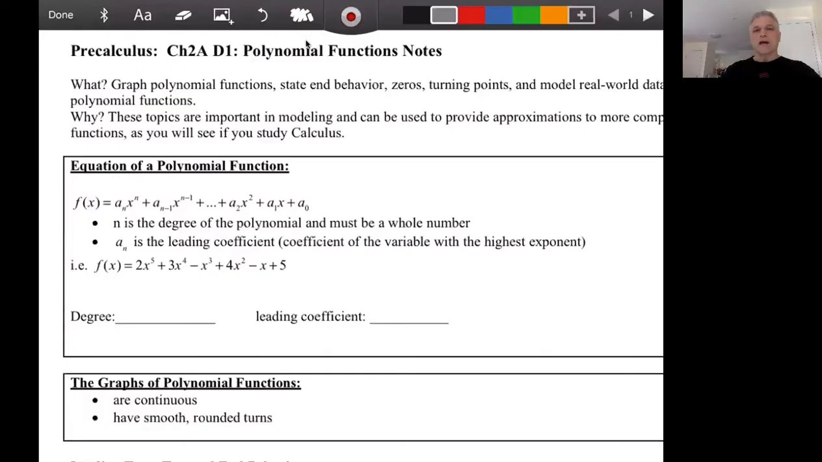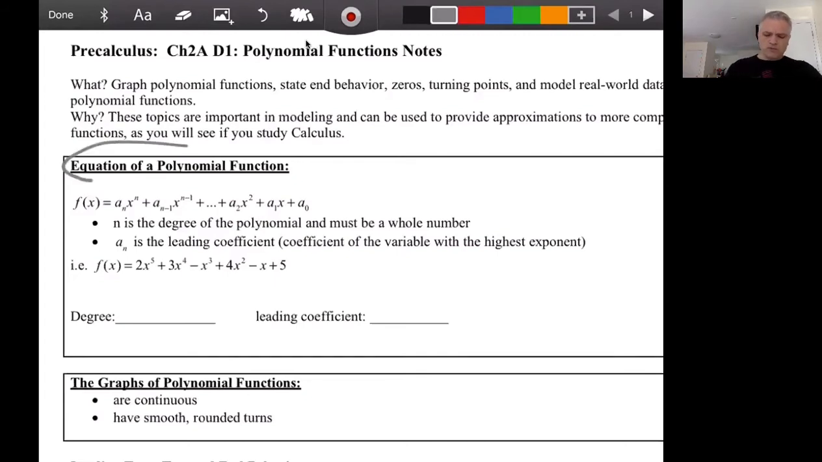Precalculus, Chapter 2A, Day 1. Let's look at these notes. We're going to be working with polynomial functions. Now, you've used the term polynomial in the past. Polynomial has the prefix poly in it, which means multiple, and then nomial is indicating terms. So if we have multiple terms, we have a polynomial.